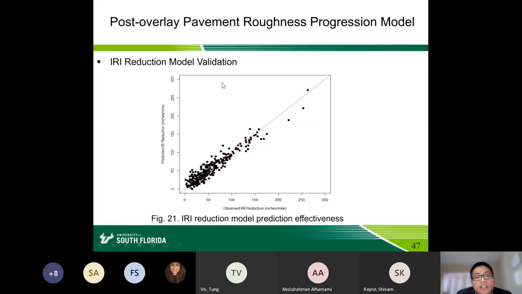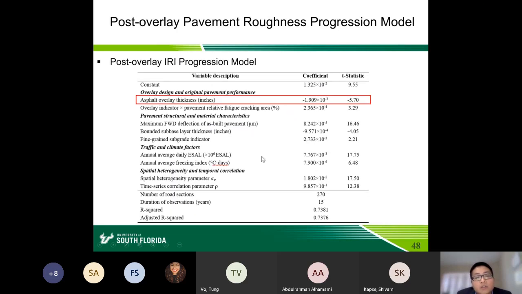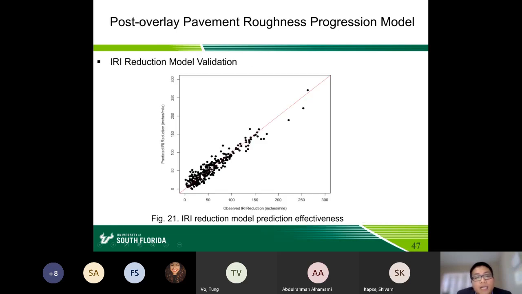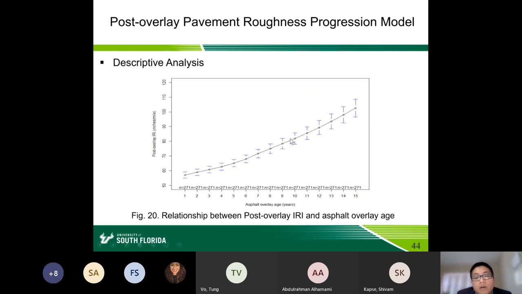This is the validation part of the IRI reduction model. The horizontal axis is the observed IRI reduction. The vertical axis is the predicted IRI value. As we can see, the IRI reduction model forecasts the future IRI reduction pretty well. The second part is to evaluate the post-overlay IRI progression rate, like this part, the slope of this curve.